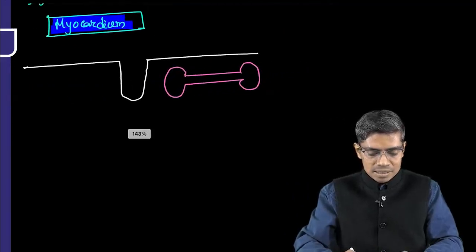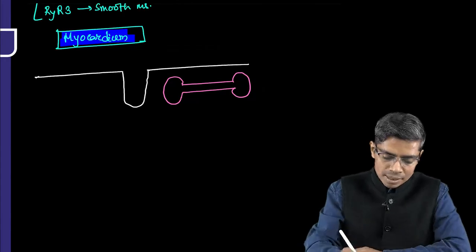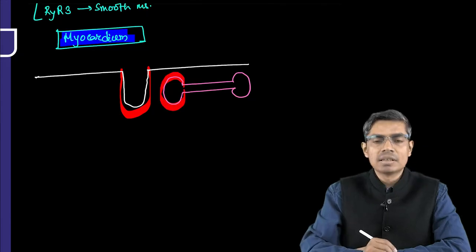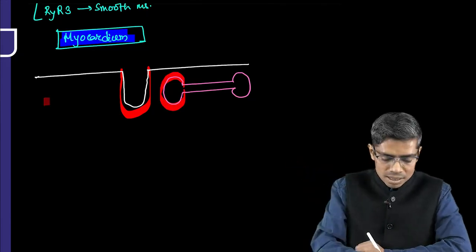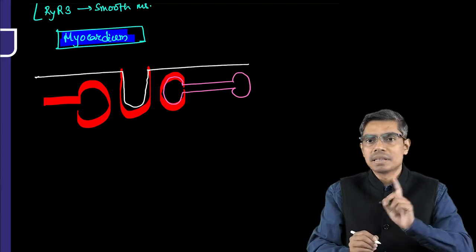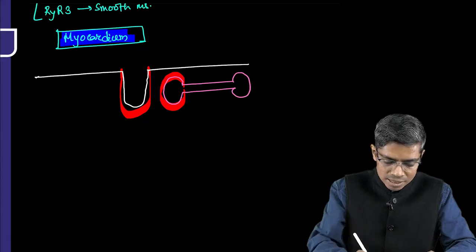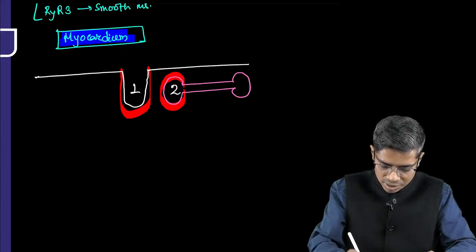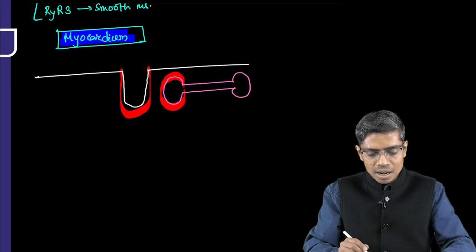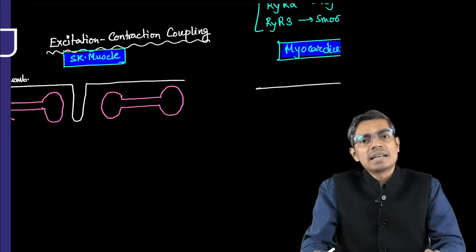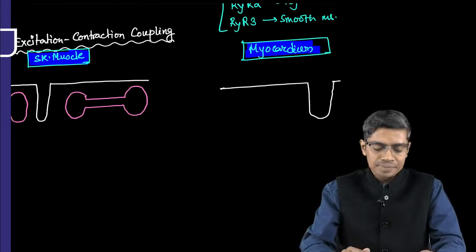In case of cardiac muscle, if you look at the diagram, then one T tubule is surrounded by only one cisterna on one side. The other side cisterna will not be present in case of myocardium. So in case of myocardium, one T tubule and one cisterna. That means it is forming a dyadic junction between T and L tubule. Dyadic junction in case of myocardium.